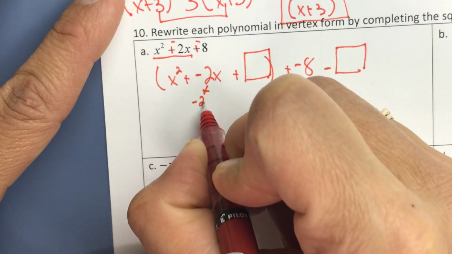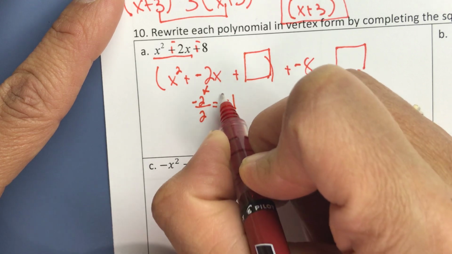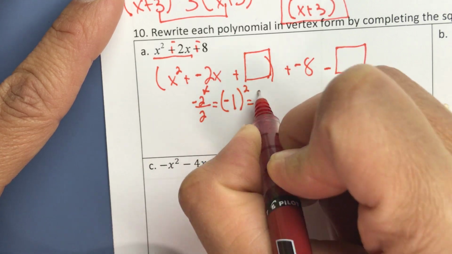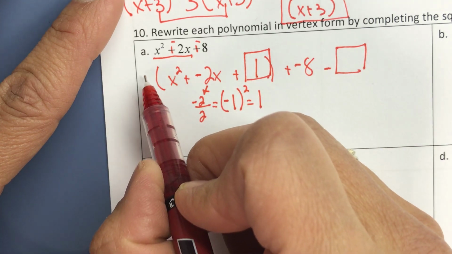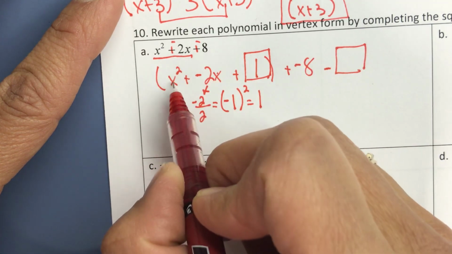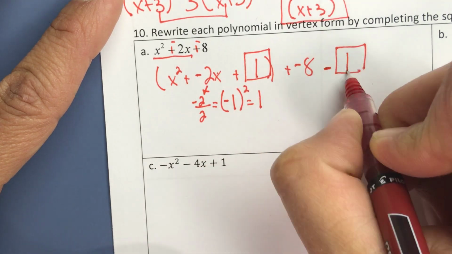Anyway, I'm going to take this number. It is -2, not 2. I'm going to cut it in half, and that's -1. And then -1 squared is 1. So 1's going here, and that's all it's worth. There's not a number over here that's changing the value of this. This is x squared, this is -2x, this is 1. So if I add 1, I have to subtract 1.